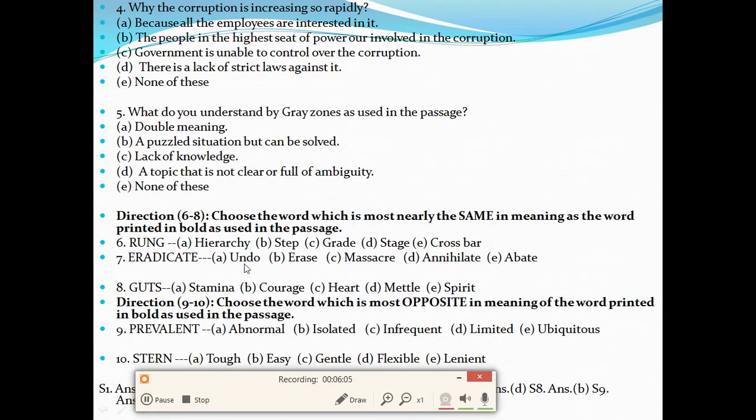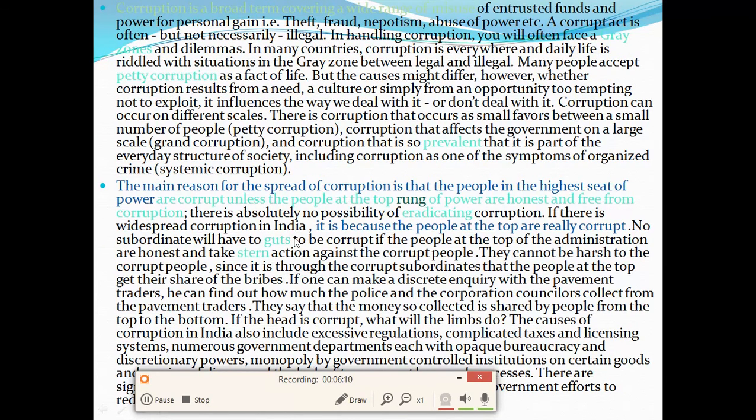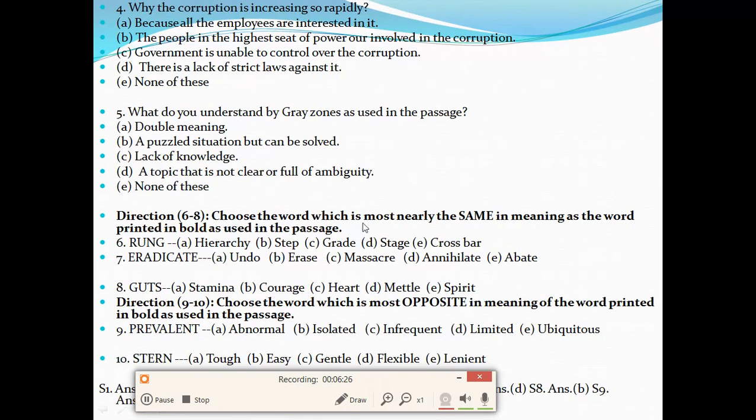The seventh question is eradicate. What does it mean? Where is it written? We have to search. "It is because the people at the top. So sorry, there is absolutely no possibility of eradicating corruption." What does it mean? Here we can expect that eradicate means root out, annihilate. So we can select option D.